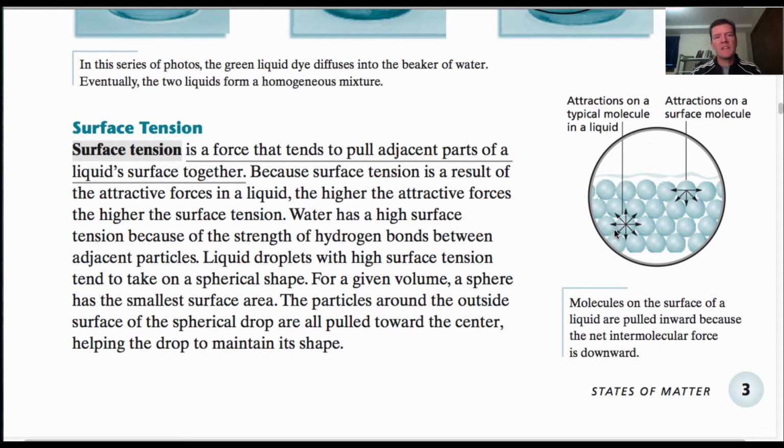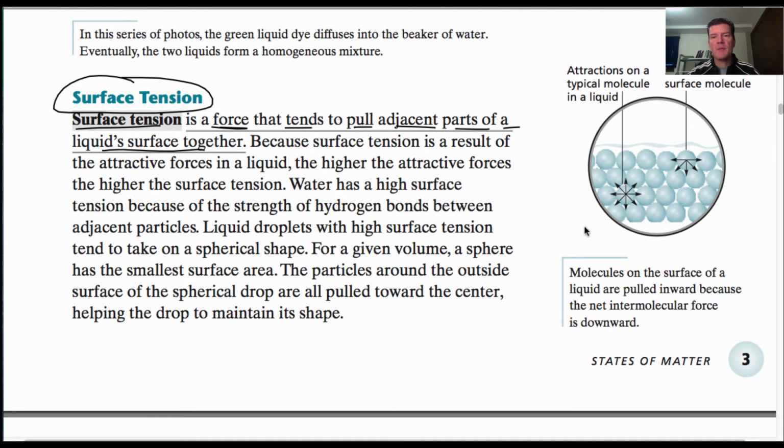All right, here's an interesting characteristic of liquids. It's one that you have come across, but maybe haven't given a lot of thought: the idea of surface tension. This is kind of a neat thing about especially water, because those particles are experiencing intermolecular forces. Surface tension is a force that tends to pull adjacent parts of a liquid surface together. Now, that sounds complicated, but let me just explain what's happening here. Here's an illustration of some water particles. Each sphere is representing a water particle, okay?